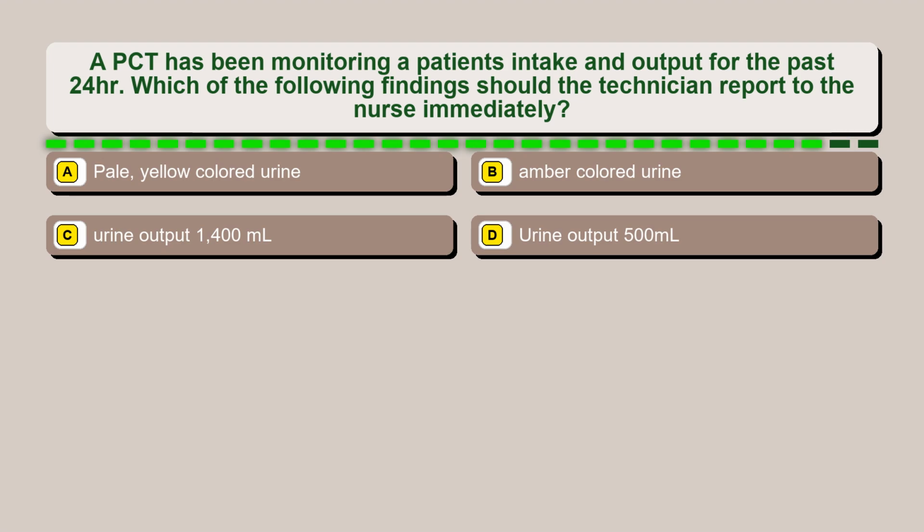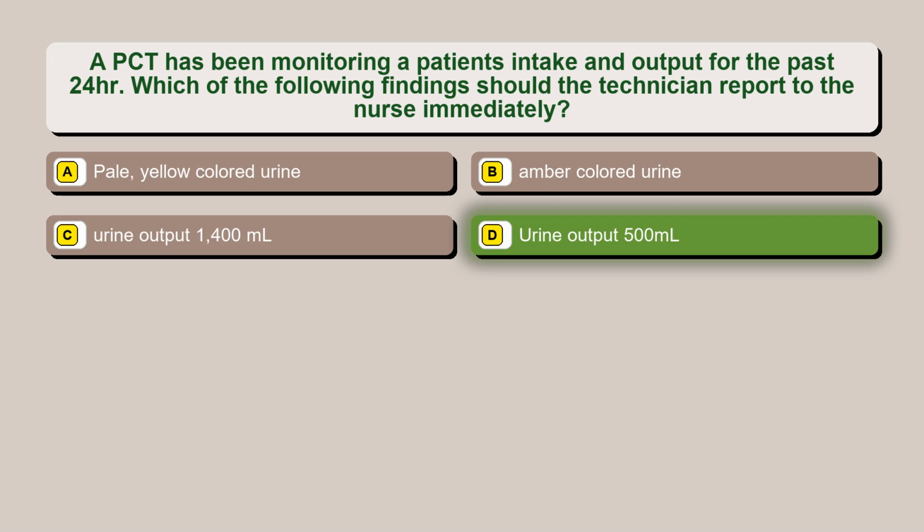Question 21. A PCT has been monitoring a patient's intake and output for the past 24 hours. Which of the following findings should the technician report to the nurse immediately? Option A. Pale, yellow-colored urine. Option B. Amber-colored urine. Option C. Urine output 1,400 ml. Option D. Urine output 500 ml.